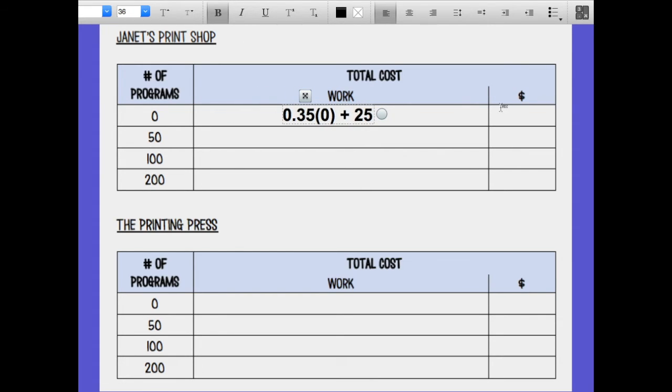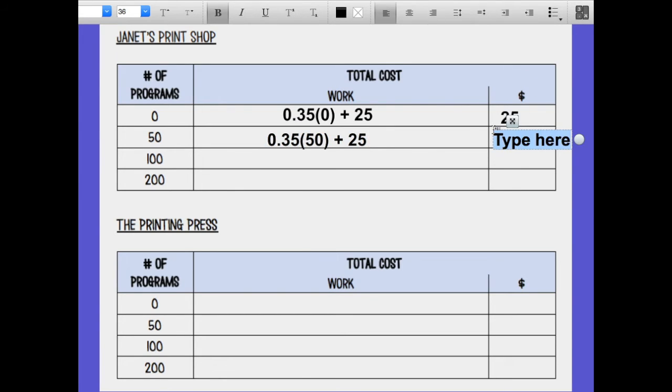So that's going to be 0 plus 25, we get 25. Same idea for the rest. I'm going to do 35 cents times 50, that's what they give us in the number of programs, plus 25. So I need to do 35 cents times 50, and then add 25, and I get $42.50.